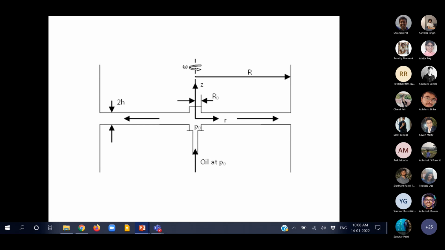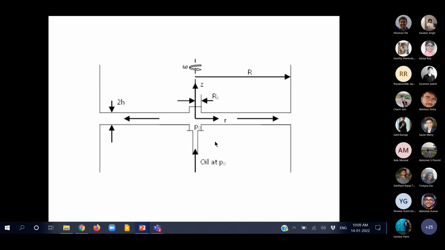Now to do that, this problem has to be broken down into several small segments, and it will have to be answered part by part. So that's what we are going to do.